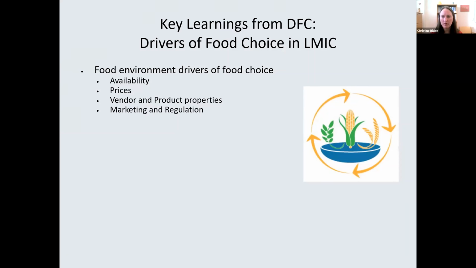And I'll spend the remainder of my time today talking about the synthesis of evidence across these 15 projects and the drivers that emerged from that synthesis. So some of the characteristics of the food environment were consistently identified as main drivers of choice. And this makes sense, right? It's consistent with the literature from higher income countries. And as the food environment is the nexus where the individual interacts with the food system, this is where we would expect to see some of the main drivers of choice. For example, greater access expands choice in previously limited markets.